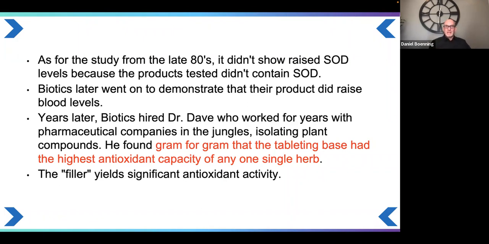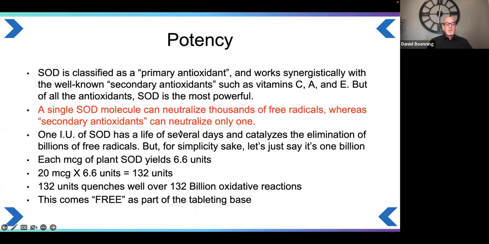The L-izyme forte that we talked about earlier, how we hydroponically grow lithium into the plant, we sprout the plant, that's SOD catalase. Look at these numbers. SOD is classified as a primary antioxidant and works synergistically with the well-known secondary antioxidants, such as vitamin C, A, and E. We're very familiar with those. But of all the antioxidants, SOD is the most powerful. A single SOD molecule can neutralize thousands of free radicals, where the secondary antioxidants are 1-to-1.